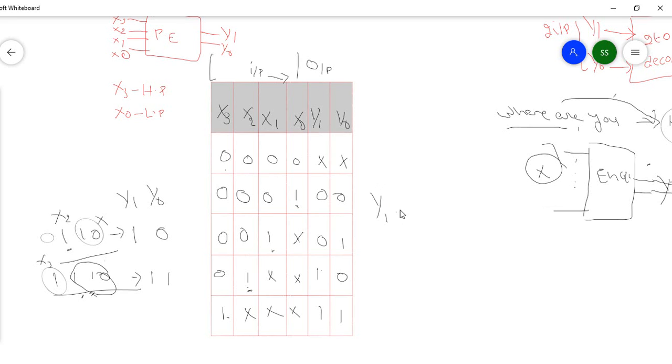Now what is y1? What is the procedure in a digital circuit that we have to follow? First we have to do the block diagram, which we have done, and we explained the working of this.